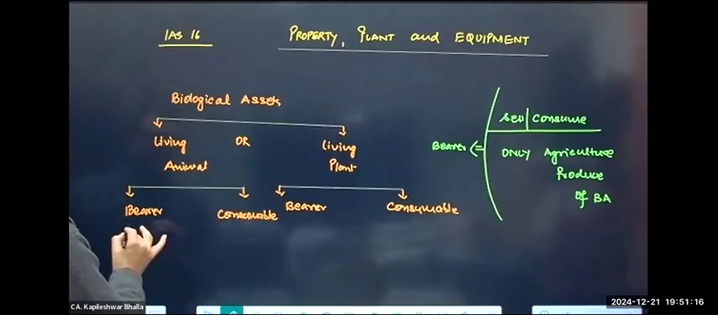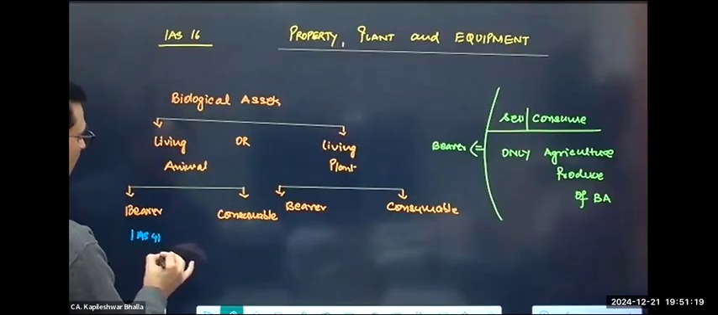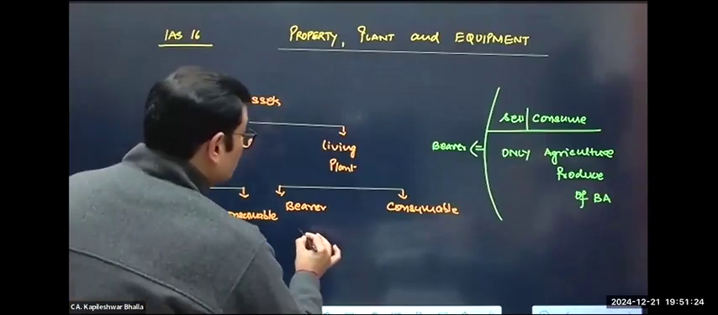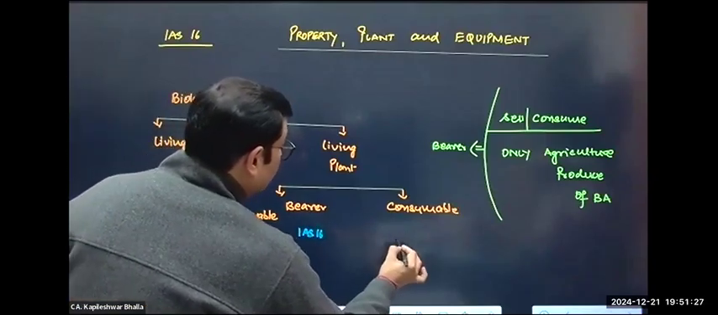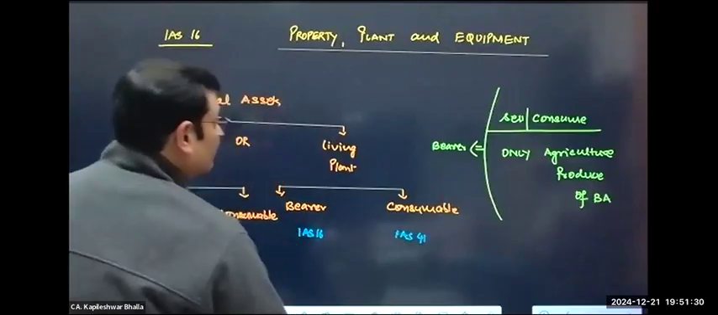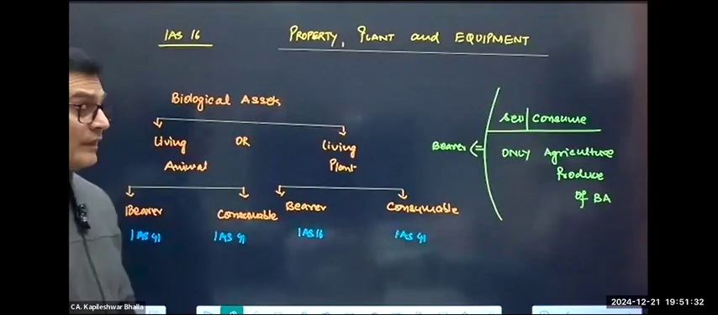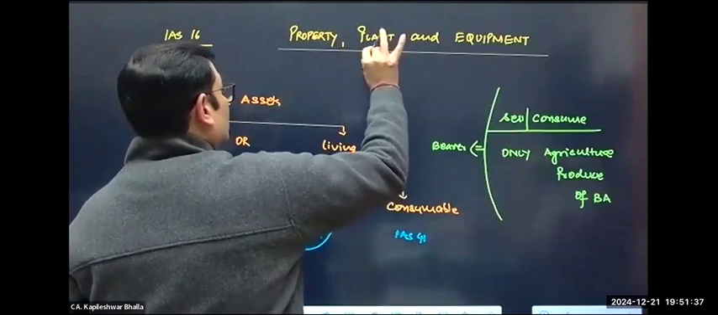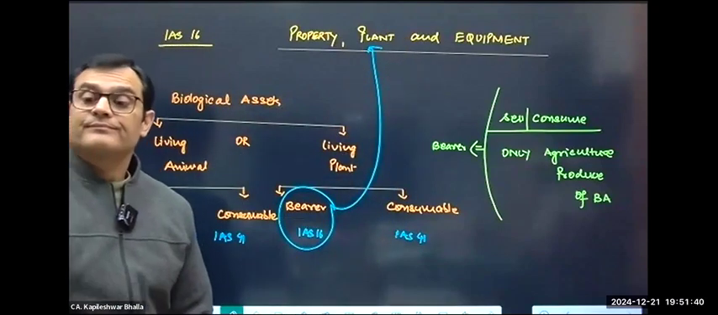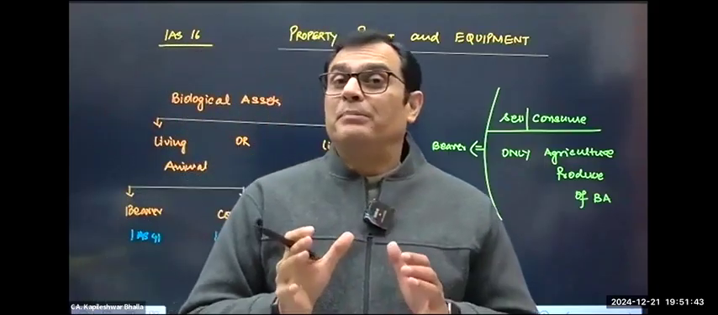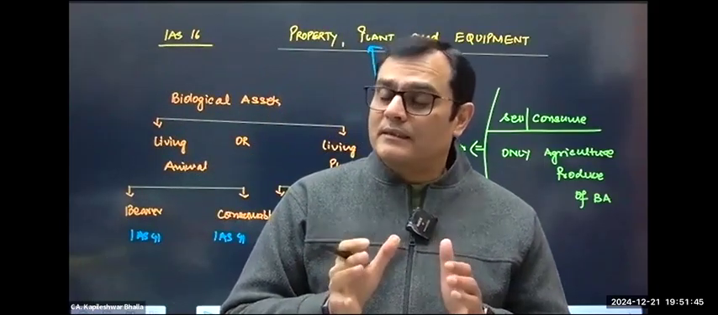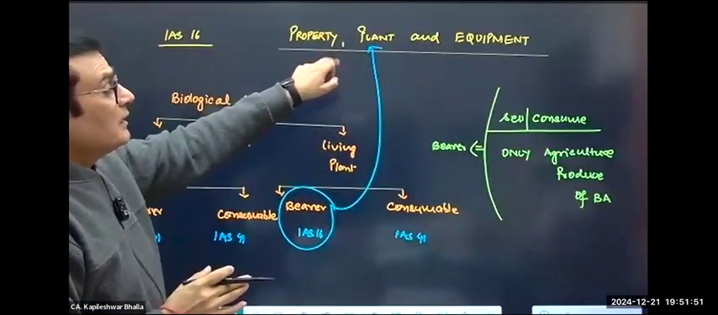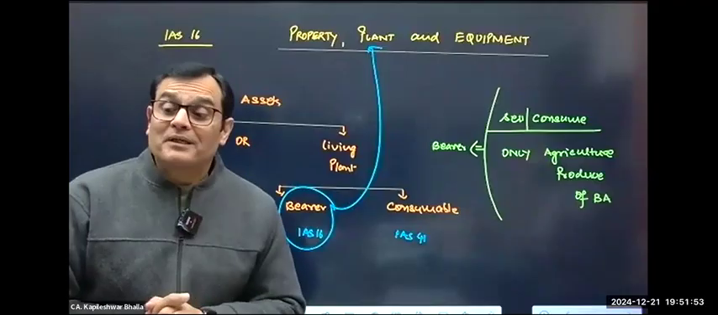When you look at an animal, animals are all covered under IS 41, whether it is bearer or consumable. Plants which are bearer in nature are covered under IS 16 and consumable are covered under 41. So I'd like to draw your attention to this particular plant. Is this the bearer plant we are referring to? What do you say? When we say that bearer plants are covered under IS 16, yes, it is that bearer plant. When you're looking at this plant, we are making a reference to the bearer plant.